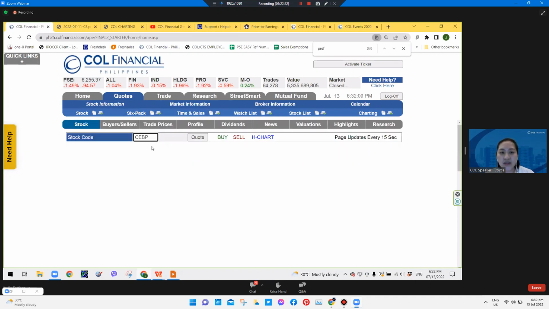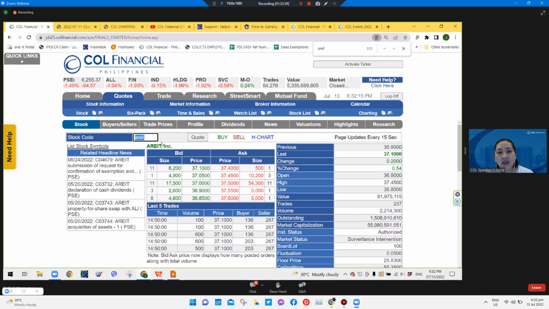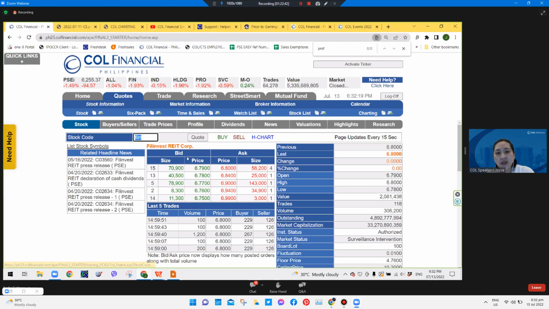Then there's REITs. So how do you know if it's a REIT? It actually says there it's a REIT. Okay, Phil REIT. There's the word REIT in it, which stands for Real Estate Investment Trust. So these are companies that has real estate assets inside of it, and then you'll be earning through dividends and price appreciation here. Now, there's also an ETF, and there's only one, FM ETF.